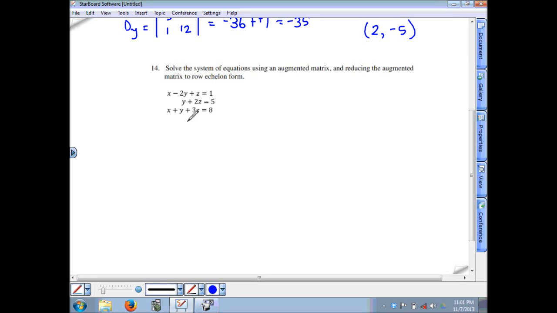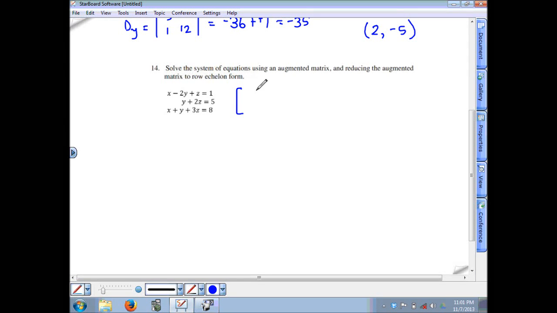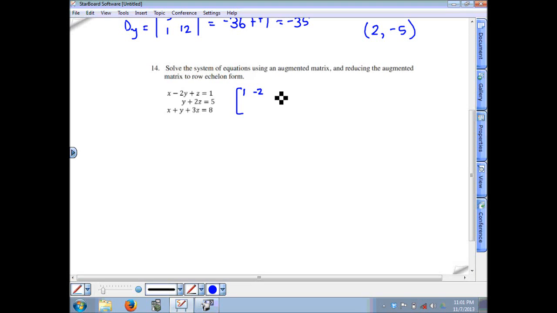Question 14 says to solve the system of equations using an augmented matrix and then reducing it to row echelon form. So we first form the augmented matrix using coefficients. For the top row we're going to have 1, -2, 1, and 1. For the middle row, be careful, there's a missing term, so you have to have that 0 there, and then 1, 2, 5. Bottom row are the coefficients here, 1, 1, 3, and 8.